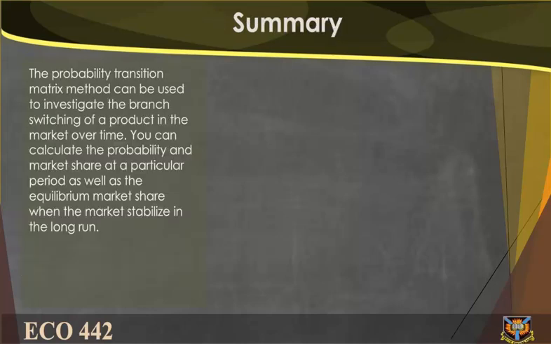Summary. The probability transition matrix method can be used to investigate the brand switching of a product in the market over time. You can calculate the probability and market share at a particular period as well as the equilibrium market share when the market stabilizes in the long run. End of study session 7.